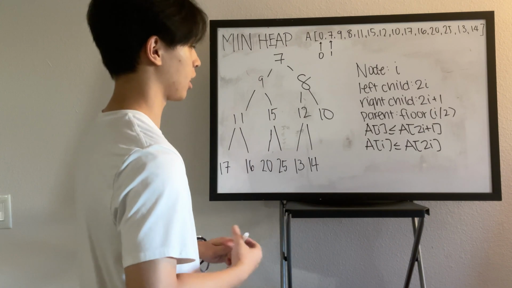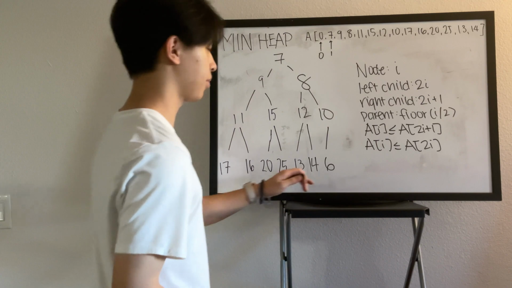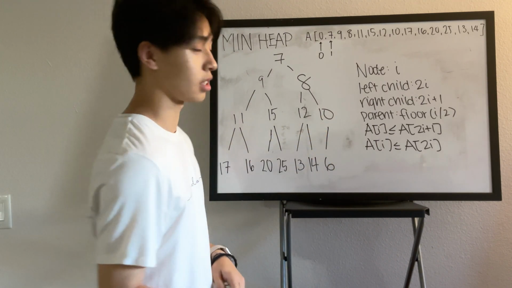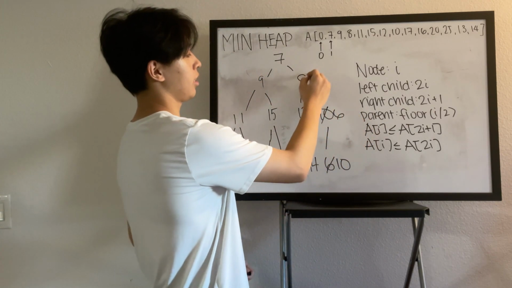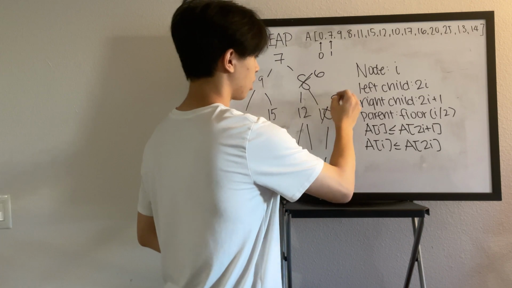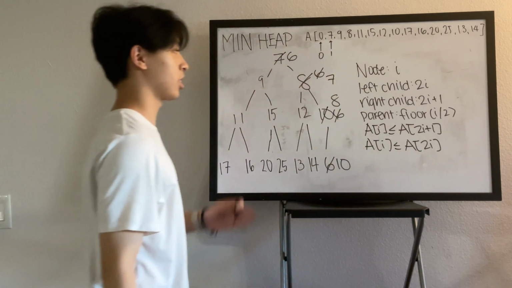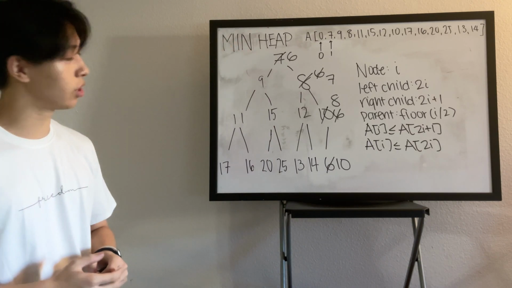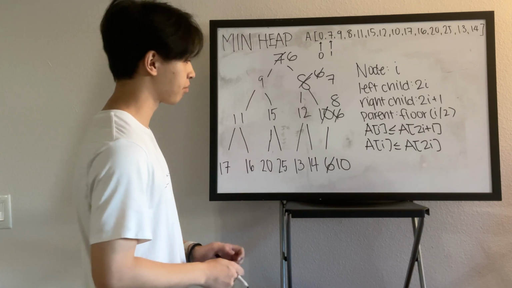So let's do an example. Say I want to insert 6. Put 6 at the very bottom where we have an available spot. We're going to compare 6 with 10. 10 is larger than 6, so we swap it. 6 is smaller than 8, we swap it. 6 is smaller than 7, swap it once again. As you can see, every single node is going to be smaller than both of its children, and also this has the properties of a complete binary tree.